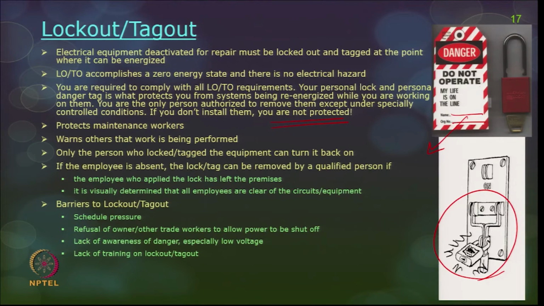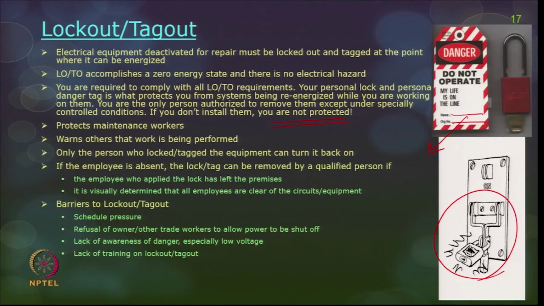Sometimes if the employee is absent for some reason or the other, then there can be a qualified person who can do the unlocking. So, this lock or tag can be removed by a qualified person when the employee who has applied the lock has left the premises due to some other issue, and it is visually determined that all employees are clear of the circuits or equipment. Only when the dangers are all identified and addressed, then only he can remove the lock and remove the tag from the LOTO.